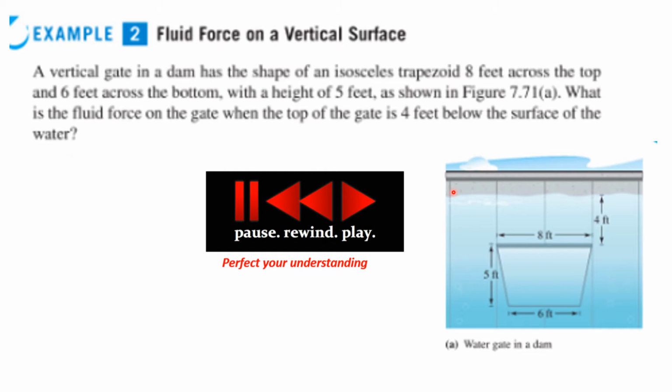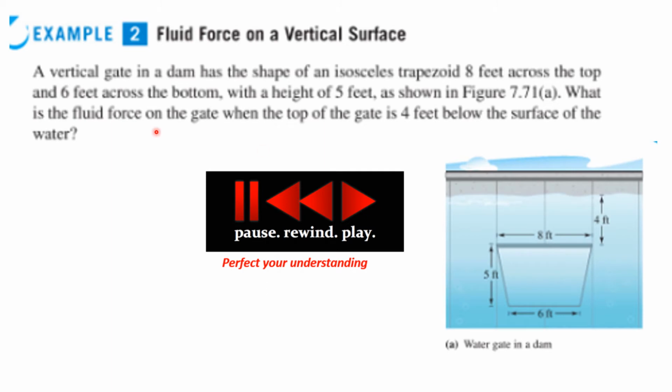isosceles trapezoid. Now, isosceles trapezoid means that this side is the same length as that side. That means that the non-parallel sides are the same length. That means it's isosceles. 8 feet across the top, so it's 8 feet there, and it's 6 feet across the bottom. And the height is 5 feet. Now, the height is the perpendicular here, so it's 5 feet from base to base is what that really is saying. As shown in the figure, there's the picture.